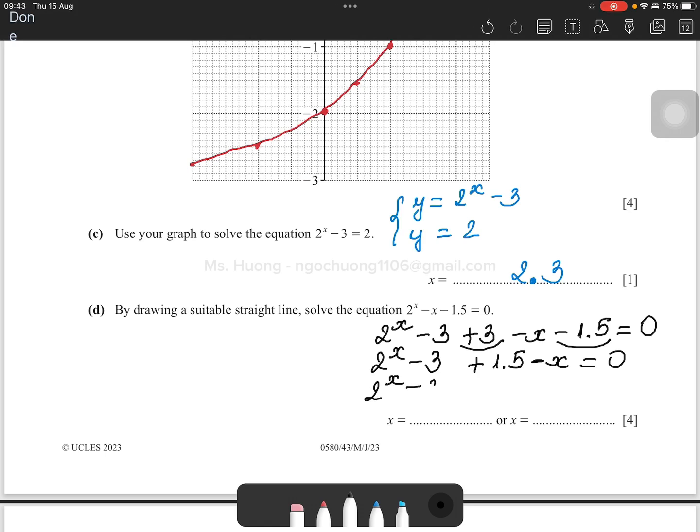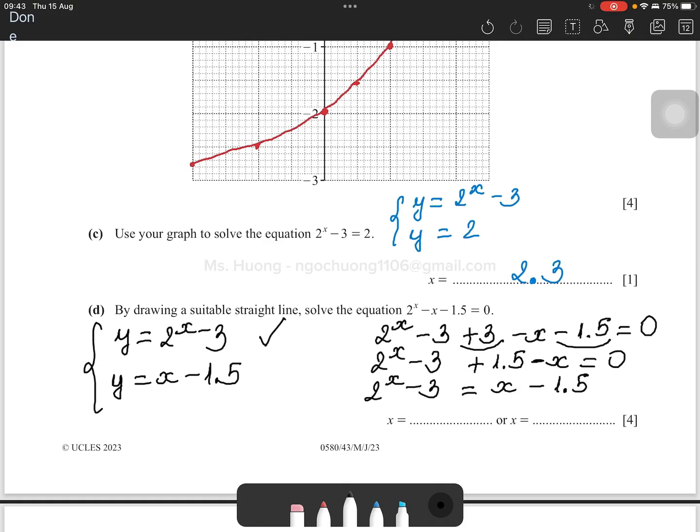Now I will keep 2 to the power of x minus 3, and I move the others to the right. So it is x minus 1.5 on the right hand side. So we will need to draw two lines. The first line is 2 to the power of x minus 3. And the second line is y equals x minus 1.5.